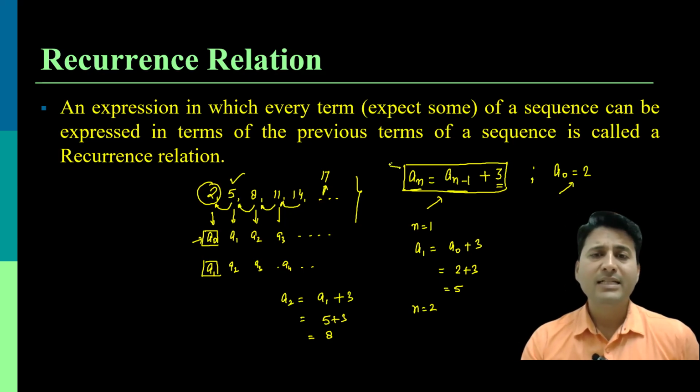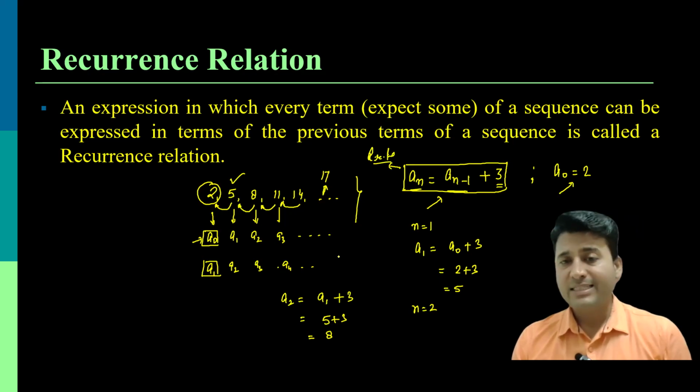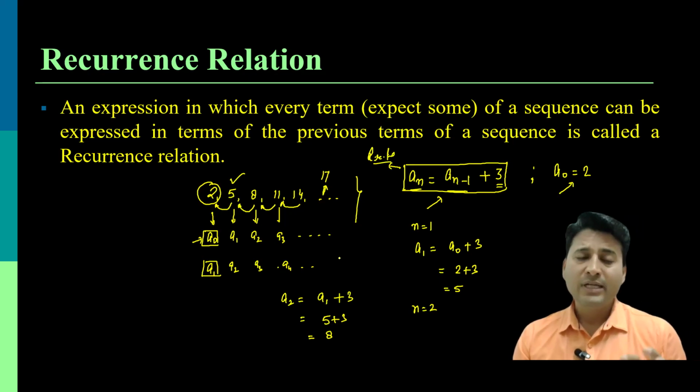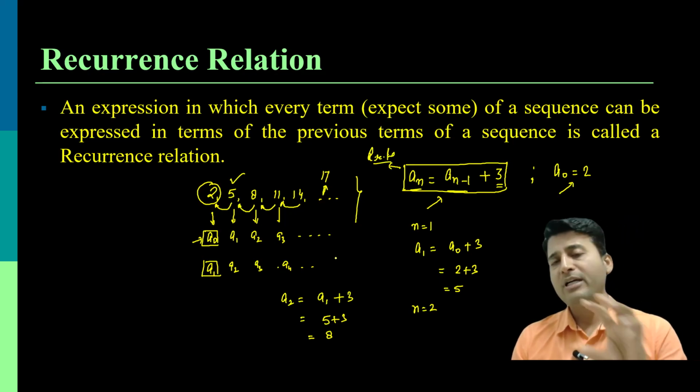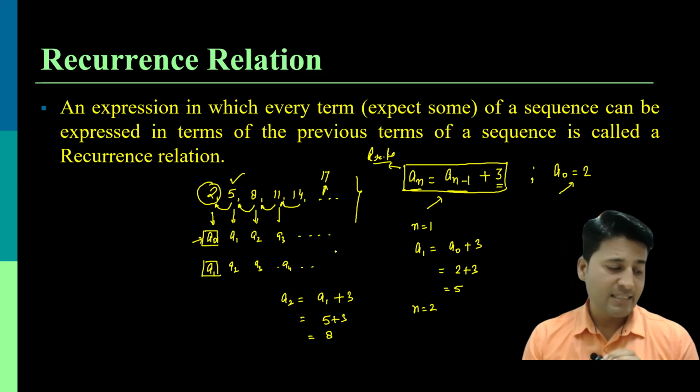Over here, this is called a recurrence relation. I hope you understood the concept, what exactly I want to communicate to you. Any sequence is modeled in terms of a relation. That relation we call a recurrence relation.